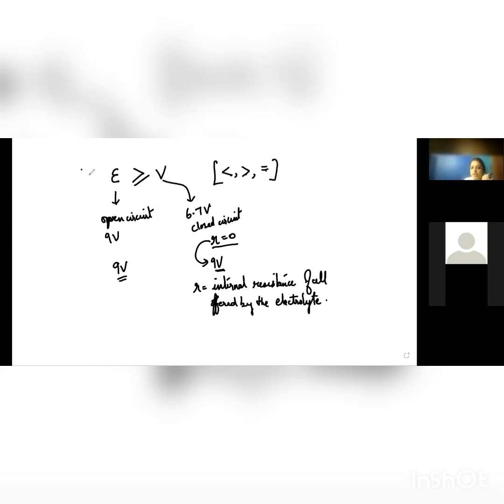Always point to be noted. EMF is always greater than or equal to V, but in reality, EMF is always greater than V. But in some theoretical problems, they say negligible internal resistance. So that time we take terminal voltage and the EMF to be of the same value. Okay, so now next we will see the relationship between the two.